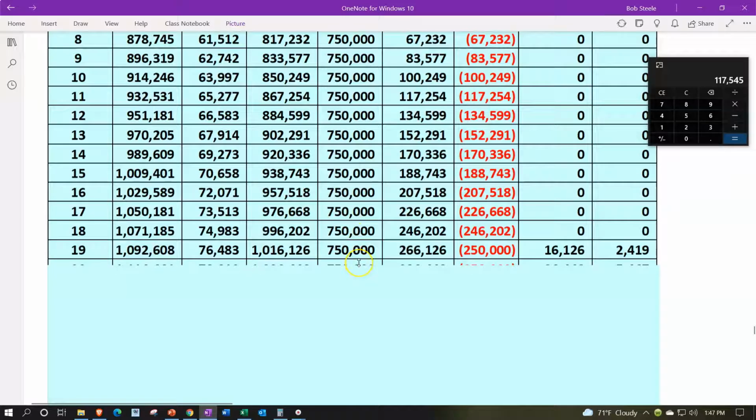And this being a large piece of property that went up a lot in value. So now if we sold it for $1,092,608, assuming it went up by 2% for 19 years, then we'd have to pay $76,483. The net sale, $1,016,126. The cost is still at the $750,000. The difference then, our gain, would be $266,126 in this scenario.